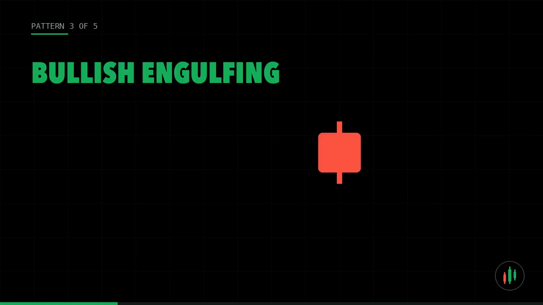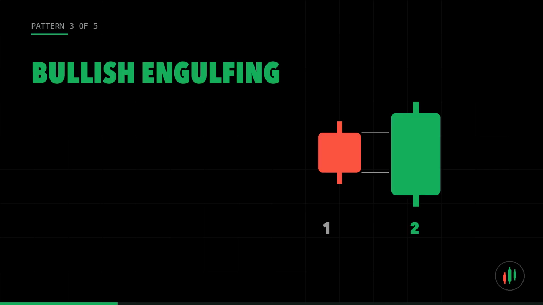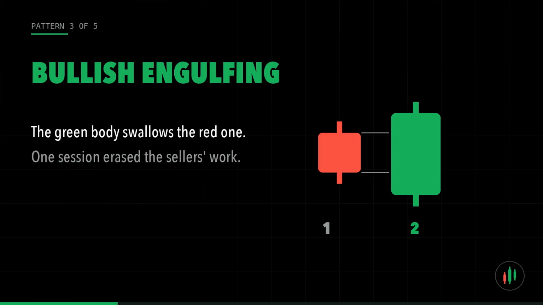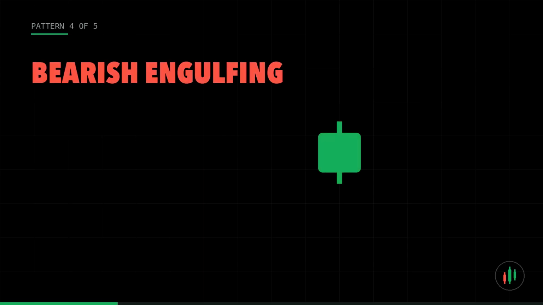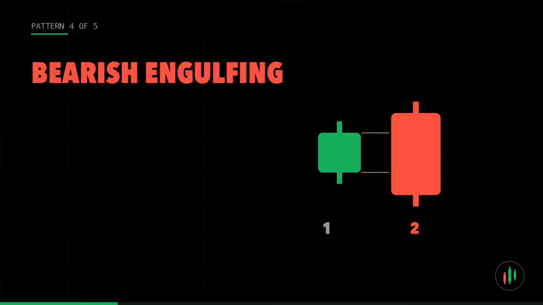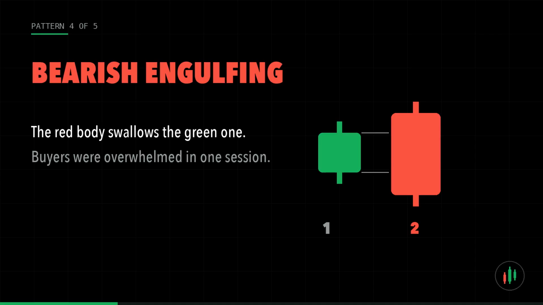Pattern 3, the bullish engulfing. This one needs 2 candles. A red candle, then a green candle whose body completely swallows it. Opens below the previous close, closes above the previous open. In one session, everything the sellers achieved got erased. The bigger the second body relative to the first, the more it says. Pattern 4 is its mirror, the bearish engulfing. A green candle, then a red one that engulfs it entirely. Buyers were in control, and then in a single session they were completely overwhelmed.